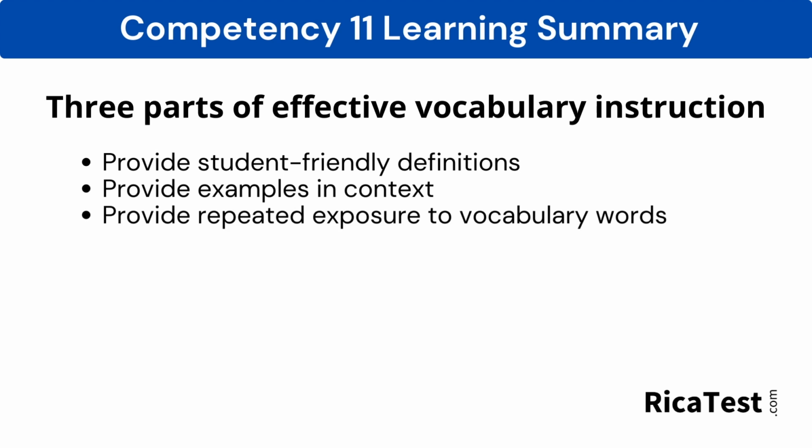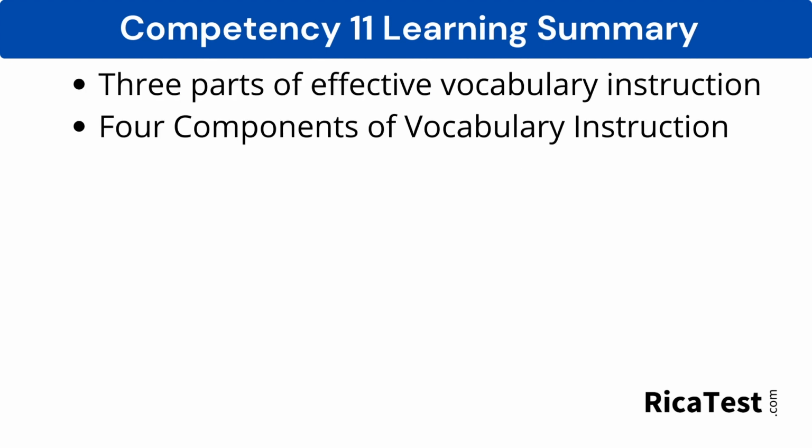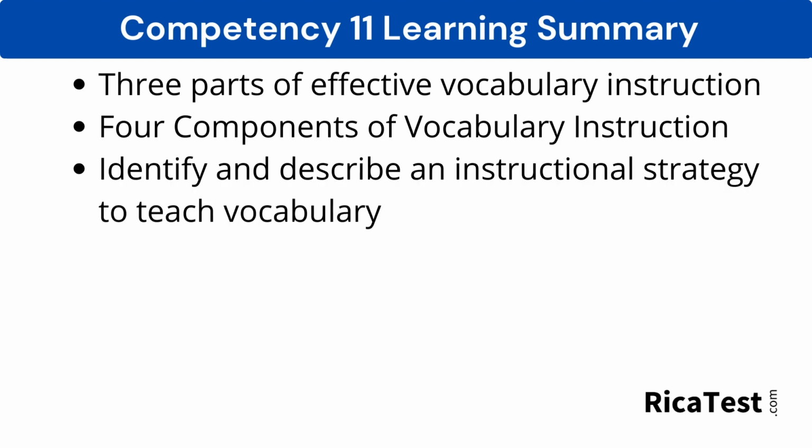There's been a lot covered in this lesson, so let's do a quick recap of the key takeaways. The three parts of effective vocabulary instruction include provide student friendly definitions, provide examples in context, provide repeated exposure to vocabulary words. Four components of vocabulary instruction include direct instruction of specific words, teaching students independent word learning strategies, developing word consciousness, and encouraging wide reading. Our favorite instructional strategy for teaching vocabulary is a mixture between contextual redefinition and using semantic maps.